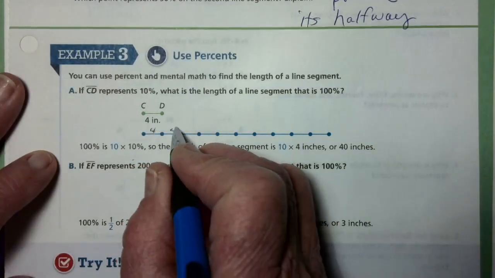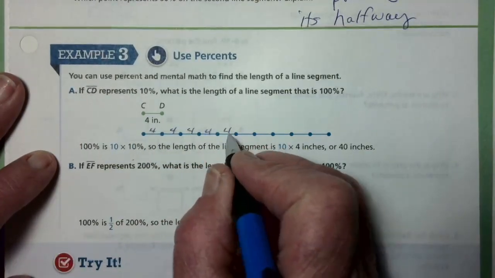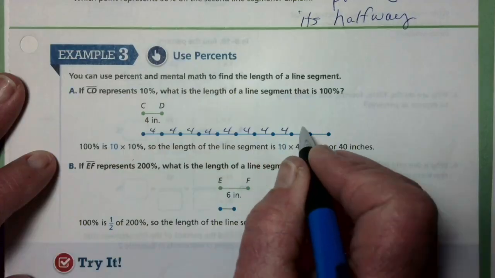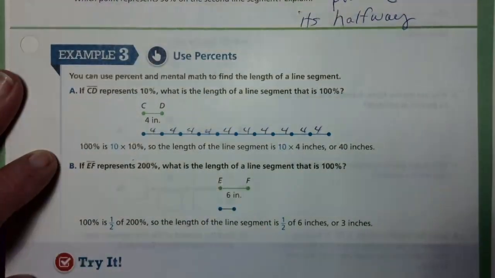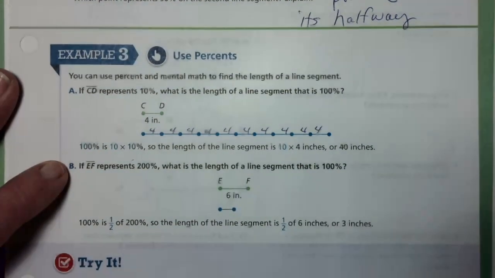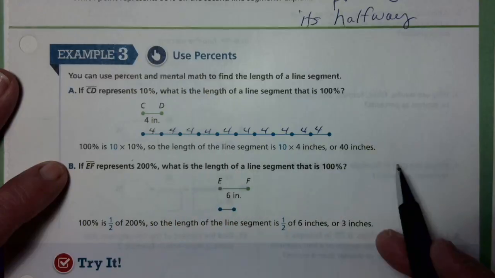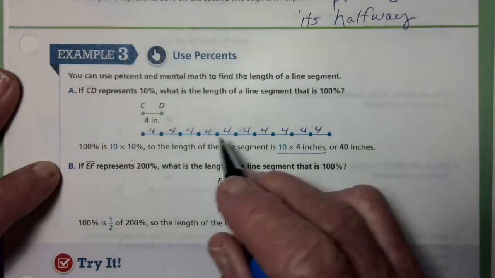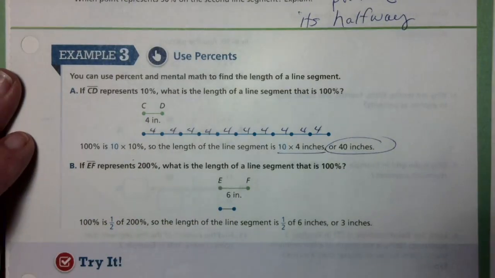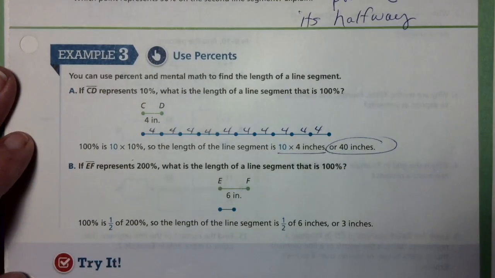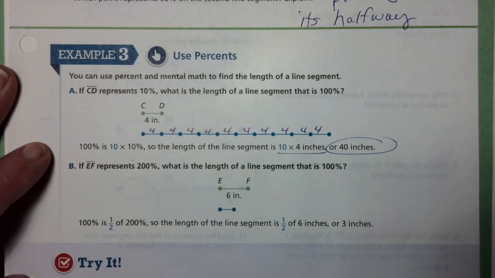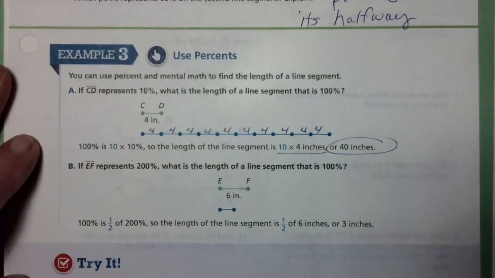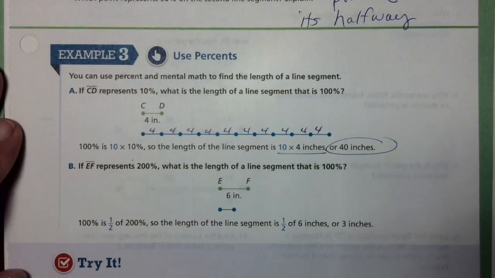So we got 4 and 4 and 4 and 4 and 4 and 4 and 4 and 4 and 4 and 4. Yes? So I need 10 of those times 4 inches. So I need 10 times 4, or the whole length right there is 40 inches. 10% is 4 inches, so the whole thing had to be 40 inches to begin with for a tenth of it to be 4 inches.